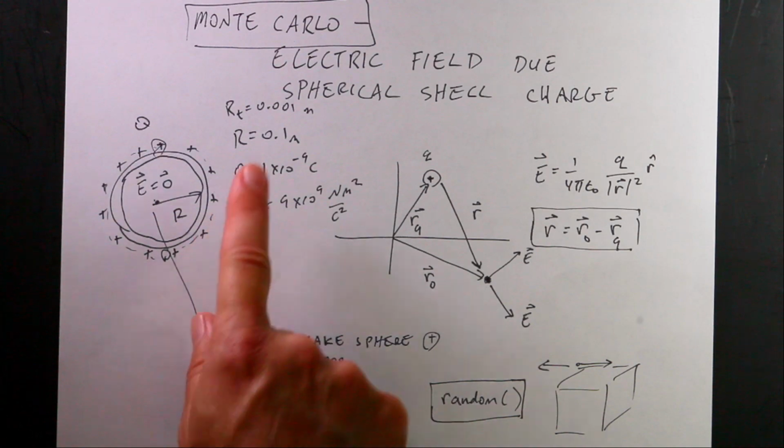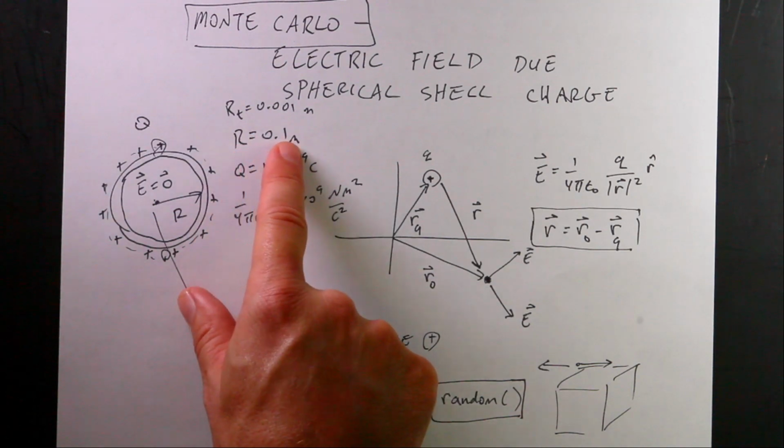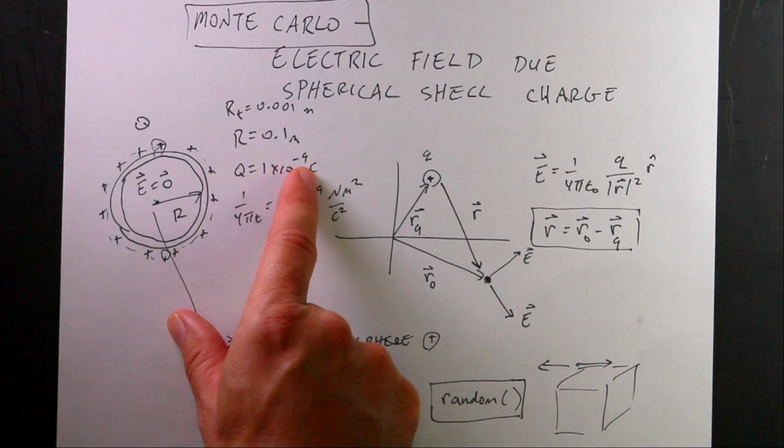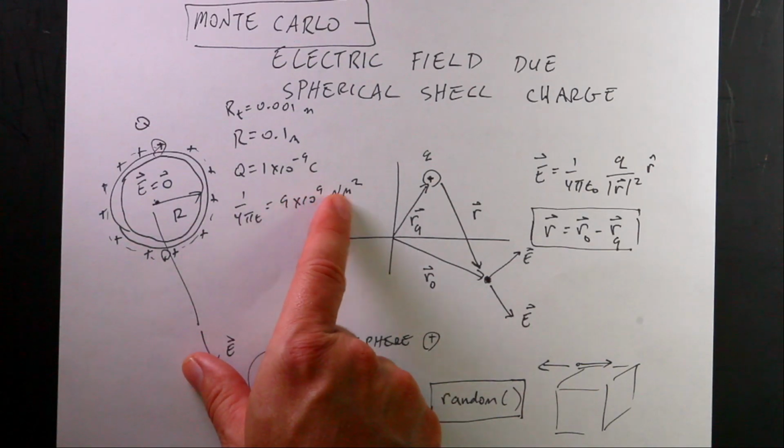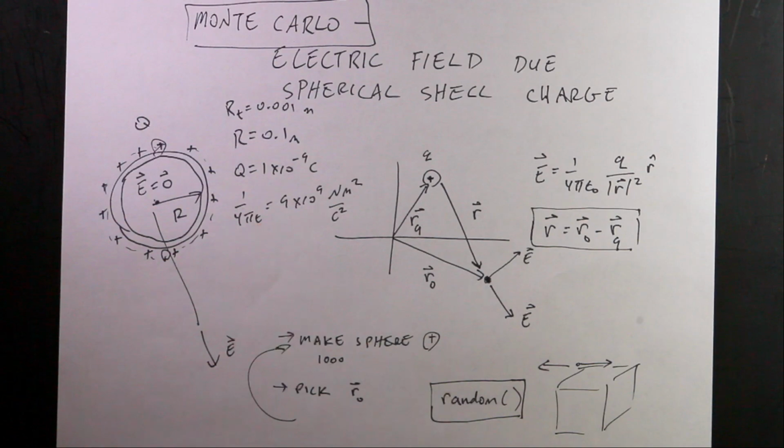So let's go back over to this, because I want to build a sphere. I picked a sphere of radius 0.1 meters, total charge of 1 times 10 to the negative ninth, and there's my Coulomb constant, 9 times 10 to the ninth, 1 over 4 pi epsilon naught.